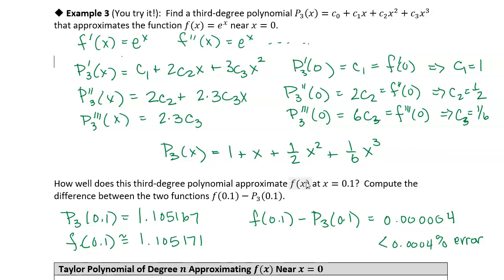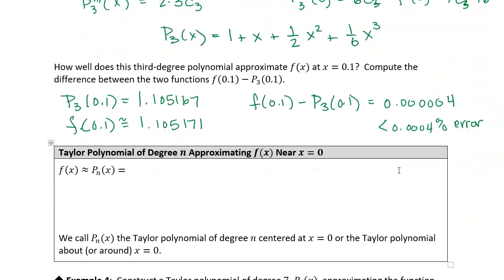There's a lot of questions we might ask ourselves. How good is it? How far can you go out from 0 and have it be good enough? It depends on how you want to use it. But there you go, there's a third order polynomial. And I'll meet you in the next video to talk about the general solution. This is the solution that you're going to use when you're doing your homework. Okay, so we're going to come up with a general formula for a Taylor polynomial.